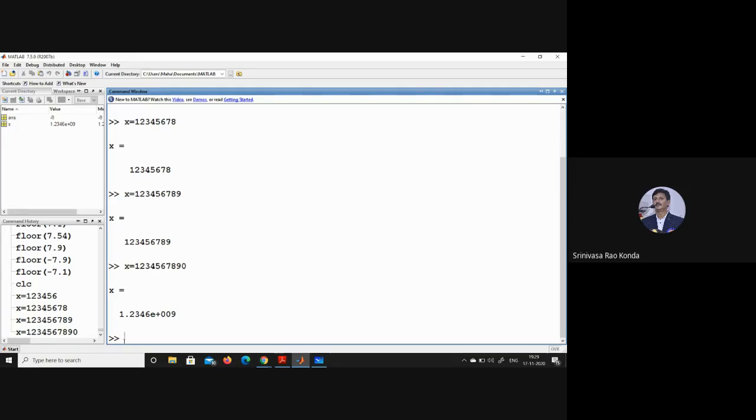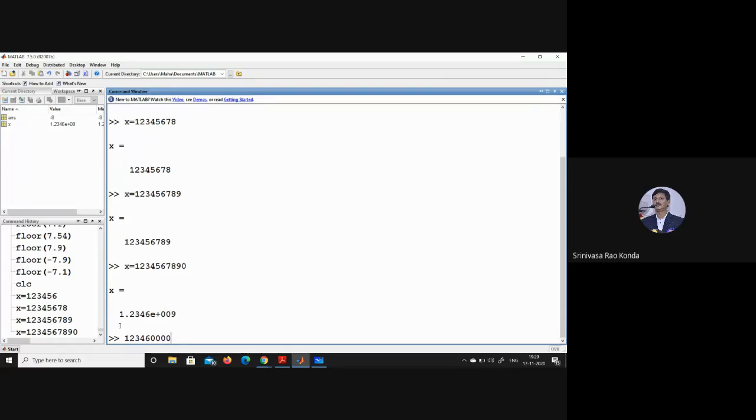1.2346 E plus 009. The meaning of the value is 1.2346 into 10 to the power of 9. But the value is not exactly this value, no? 1.2346 into 10 to the power of 9 means 12346 followed by zeros. Am I correct? This 2 will go that side. Already I multiplied 10 to the power of 4. The value is 0.